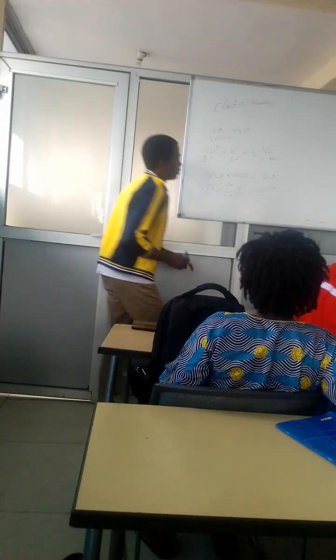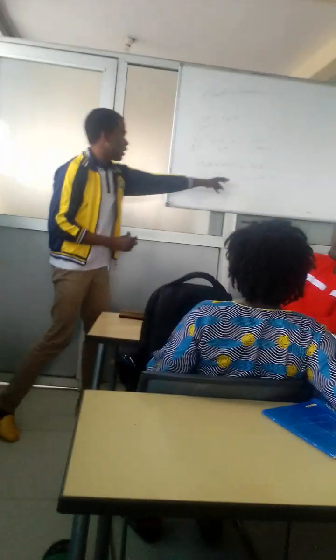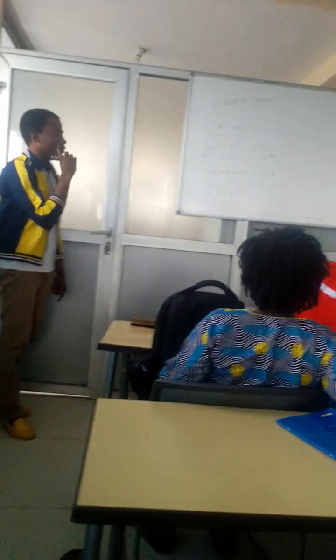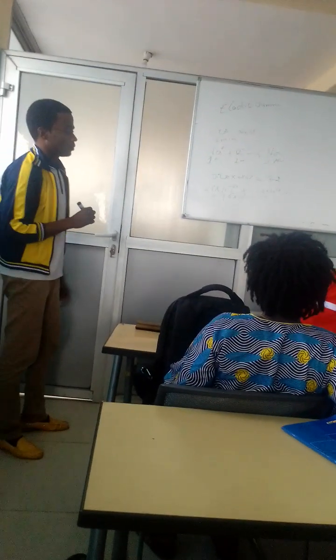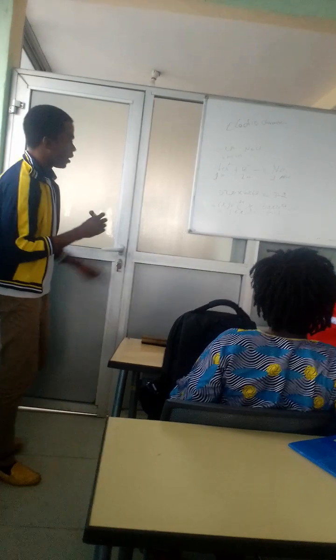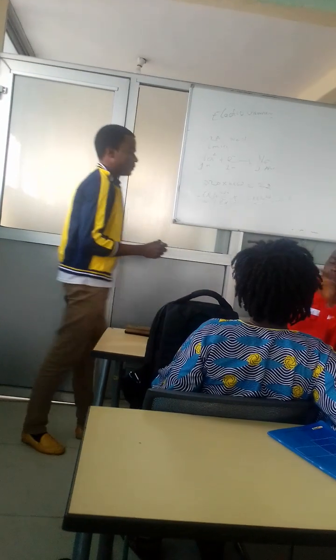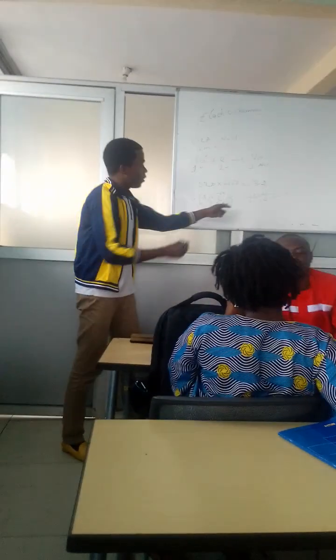Coulombs per mole. This is the Faraday constant. The Avogadro constant is measured in per mole. It can be atoms per mole, molecules per mole, ions per mole, and so on. So this will give 9.6 times 10 to the power 4 coulombs per mole.